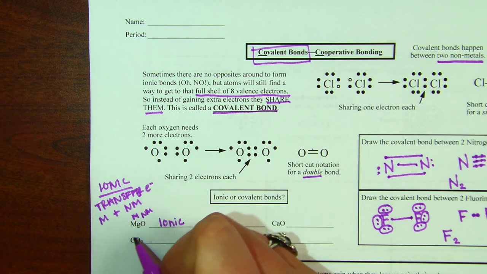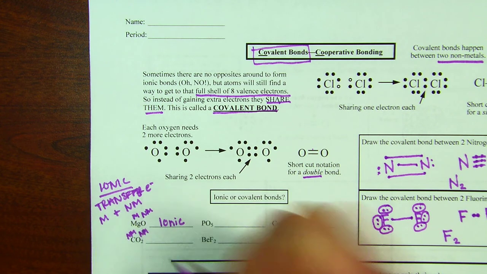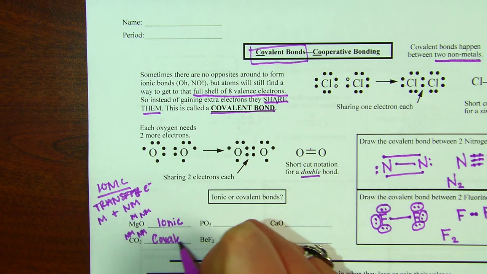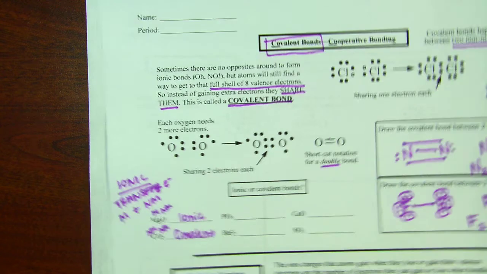CO, we have carbon, that's a non-metal. Oxygen, that's a non-metal. That would form a covalent compound. Okay? So you can go through the rest of these on your own and decide whether they would form an ionic or covalent compound based on whether they have 2 nonmetals or a combination of a metal and a nonmetal. We're going to go ahead and move on and do a few more practice problems.